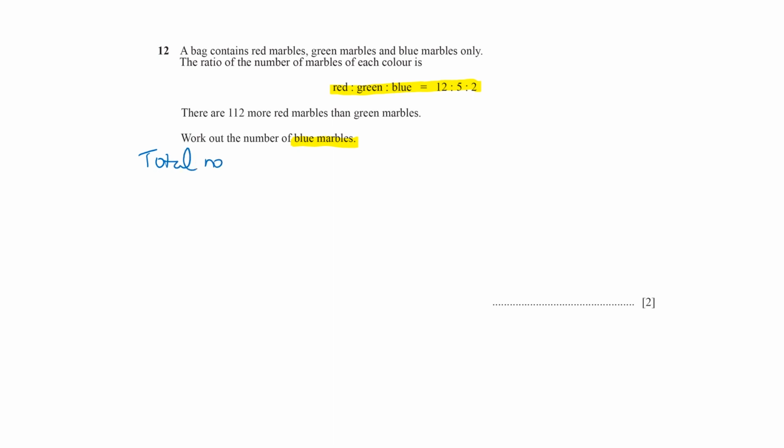Total number of marbles is x. So red marbles will be 12 by 19 of x, and green marbles will be 5 by 19 of x. Blue marbles will be 2 by 19 of x, right? Now, as per the question, the difference between the red marbles and green marbles is 112. We have to calculate the blue marbles.